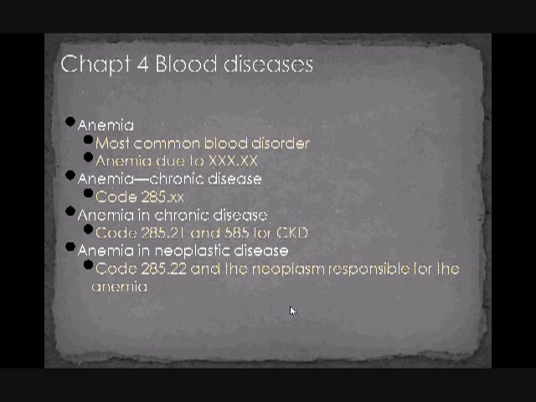And this is the last chapter we're going to cover for this video. Blood diseases. Specifically, anemia is the biggest one in this chapter. Anemia is the most common blood disorder. So again, going back to what we talked about, if you had anemia and the person also had cancer, what you do is you add this code 285.22, which is anemia in neoplastic disease. And that's really all the big thing that you have to know.